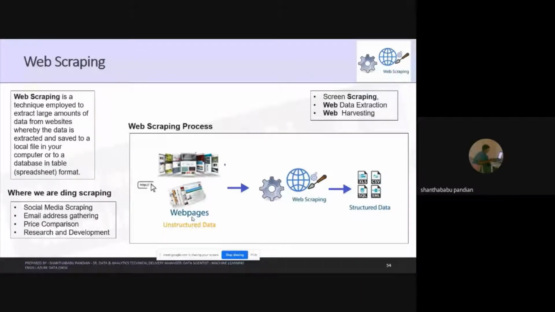So the kind of purpose we can use the web scraping process for: email and social media scraping, as I've said now. Sometimes you want to extract email addresses for gathering or creating online meetings, online sales and everything, we can do that. As I said, the price comparison.